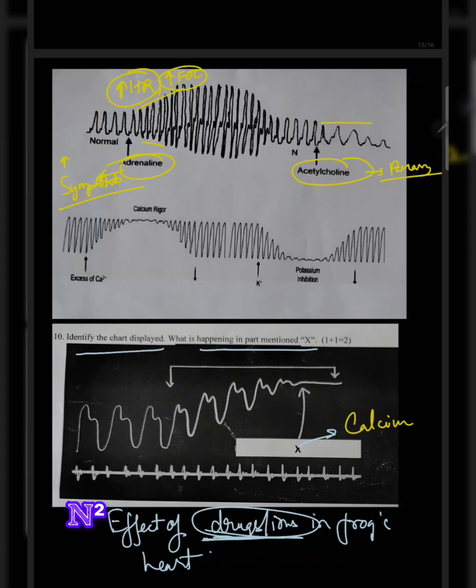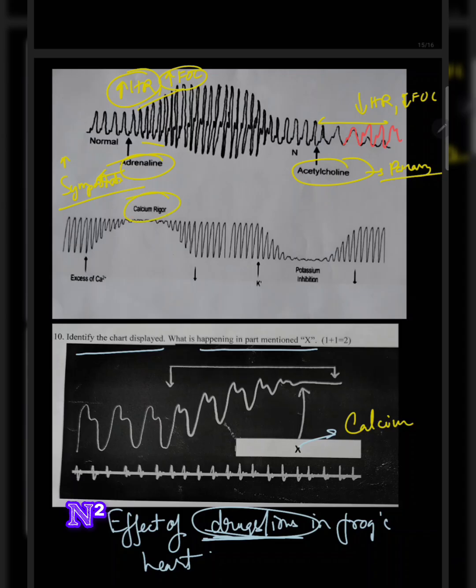Whereas in case of the parasympathetic drug, as soon as you start to apply it, the curve will show a lesser amplitude. The heart rate will decrease and the force of contraction will also decrease. So you are getting this kind of a curve. The picture is not accurate.